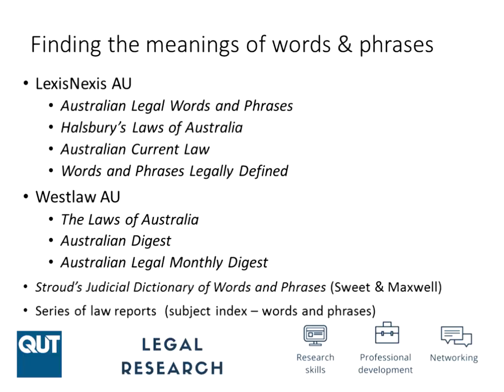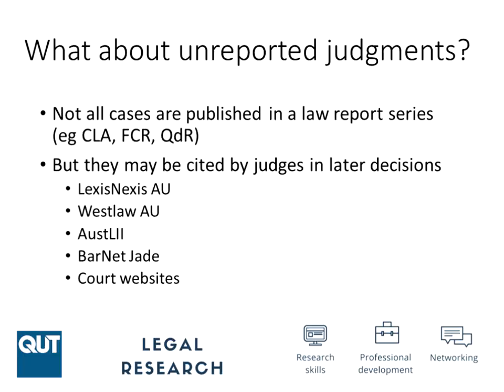And then in Westlaw, the encyclopedia, they've got Laws of Australia, and they've got the Australian Digest, the Legal Monthly Digest. A print resource for mainly the Stroud's Judicial Dictionary of Words and Phrases. That's got the English angle of various things. But then the series of law reports as well can be helpful. Some of the old print ones have actually got subject indexes, which were always very useful as well, because they would guide you to the actual cases that did discuss or cover words and phrases in different areas.